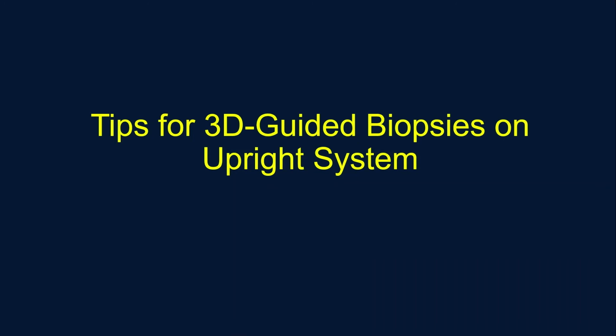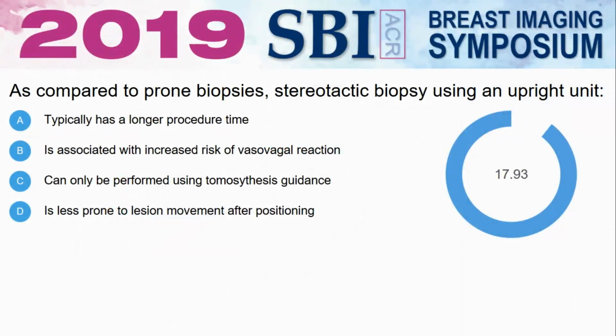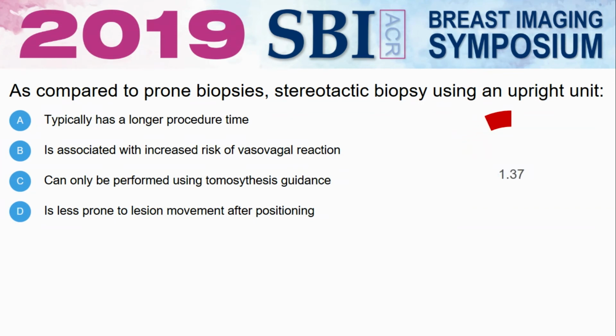All right, and now we're going to finish up with some 3D guided information. Our last audience response question is, compared to prone biopsies, the stereotactic biopsy using an upright unit typically has a longer procedure time, is associated with increased risk of vasovagal reaction, can only be performed using tomosynthesis guidance, or is less prone to lesion movement after positioning.